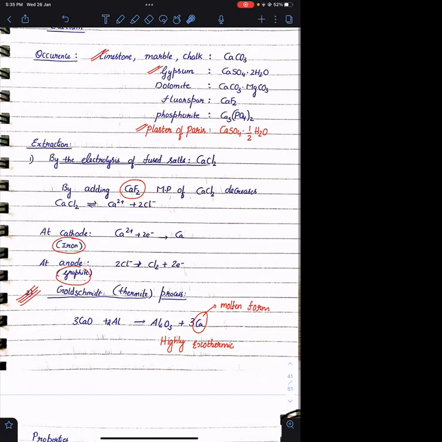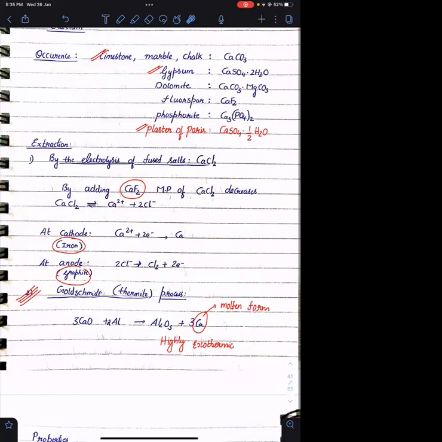In the electrolytic reduction, you will be using molten or fused salts. उनको melt करने के लिए sometimes we will be adding some other ionic compounds to decrease the melting point. इस केस में CaCl2 का electrolysis के लिए in order to decrease the melting point, we are adding CaF2, calcium fluoride. Is that clear? Okay, ये important है.